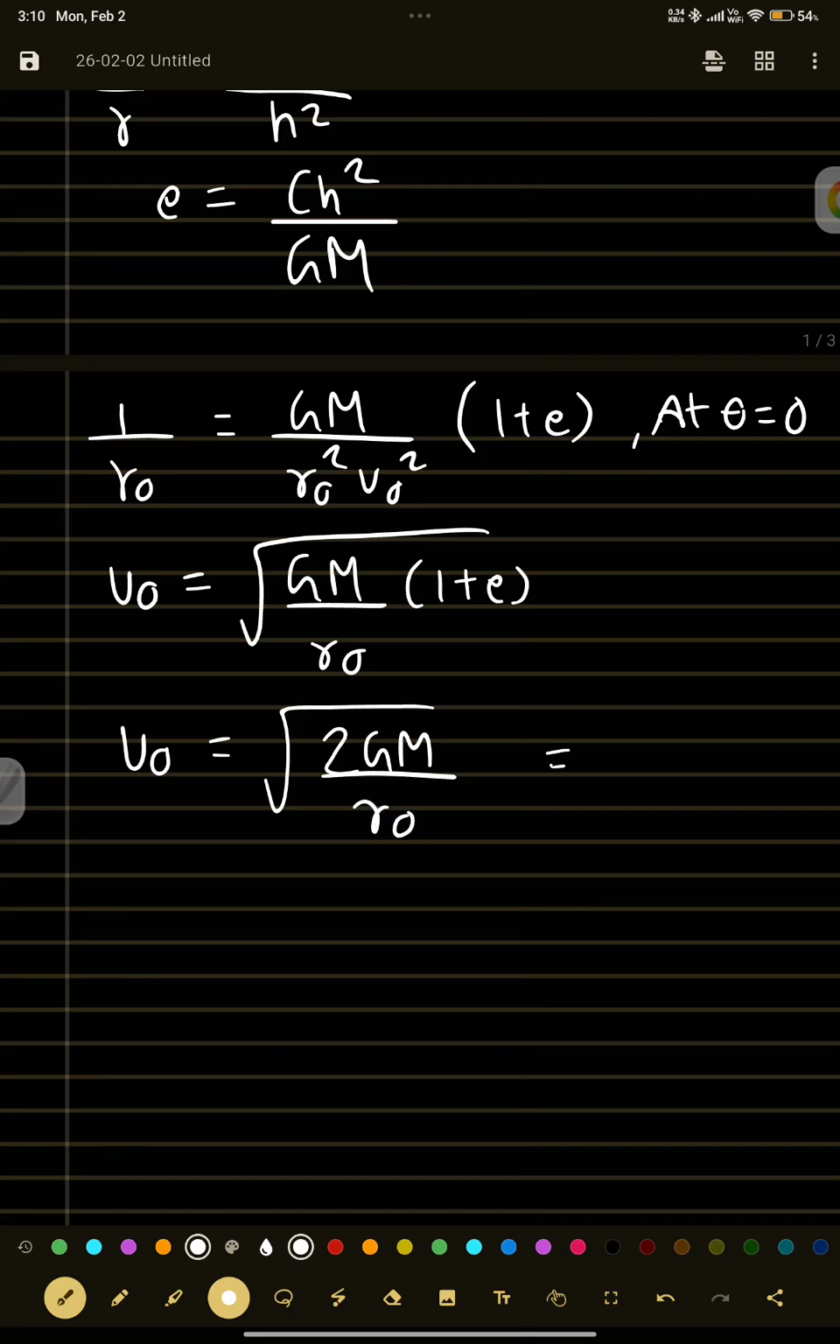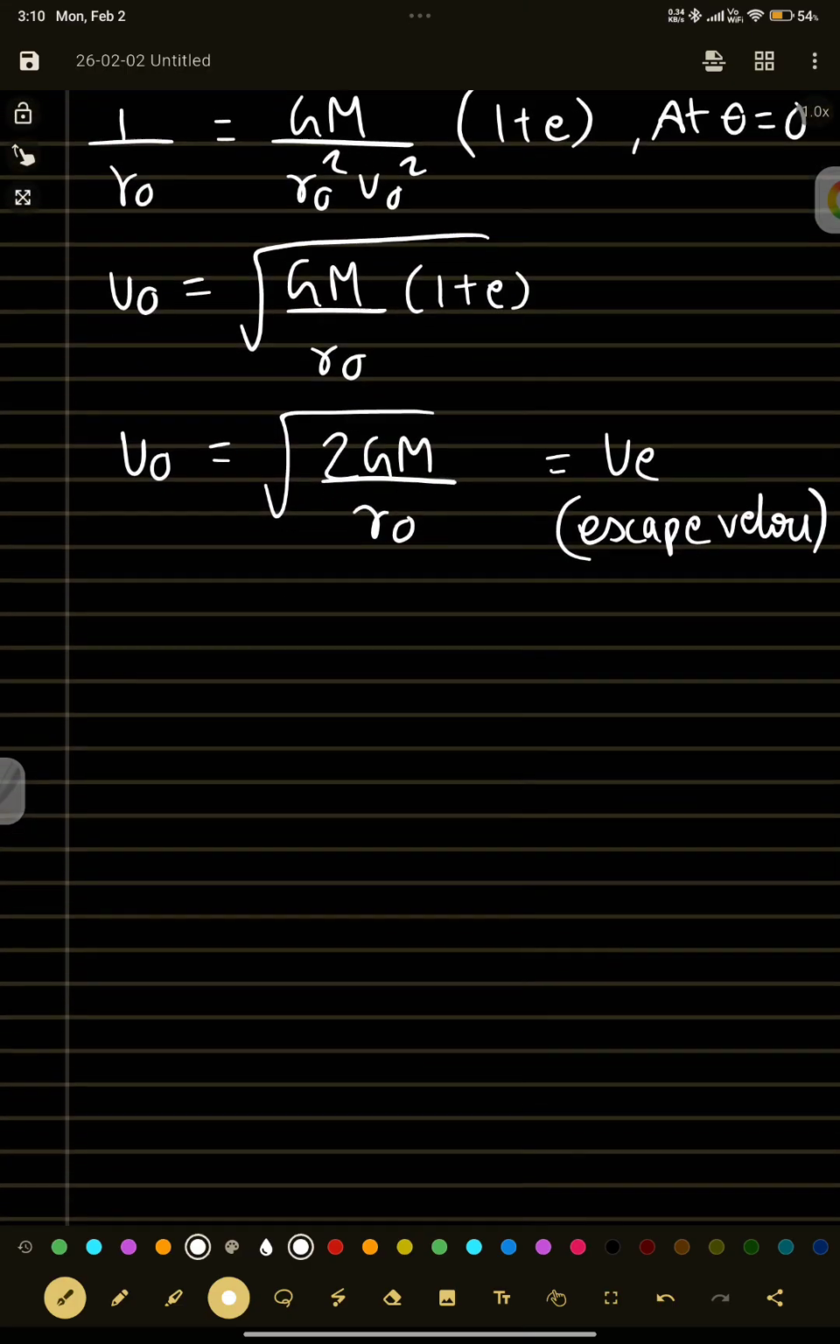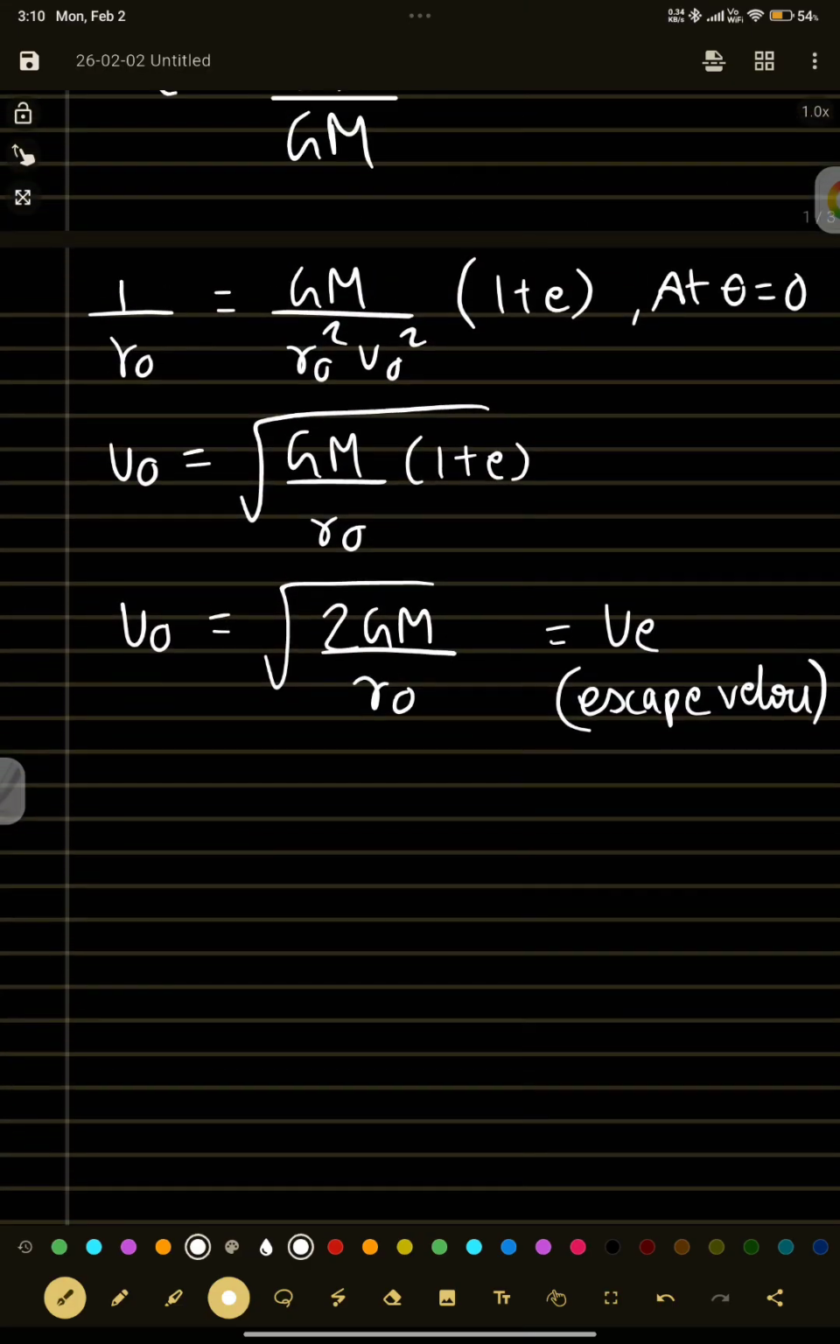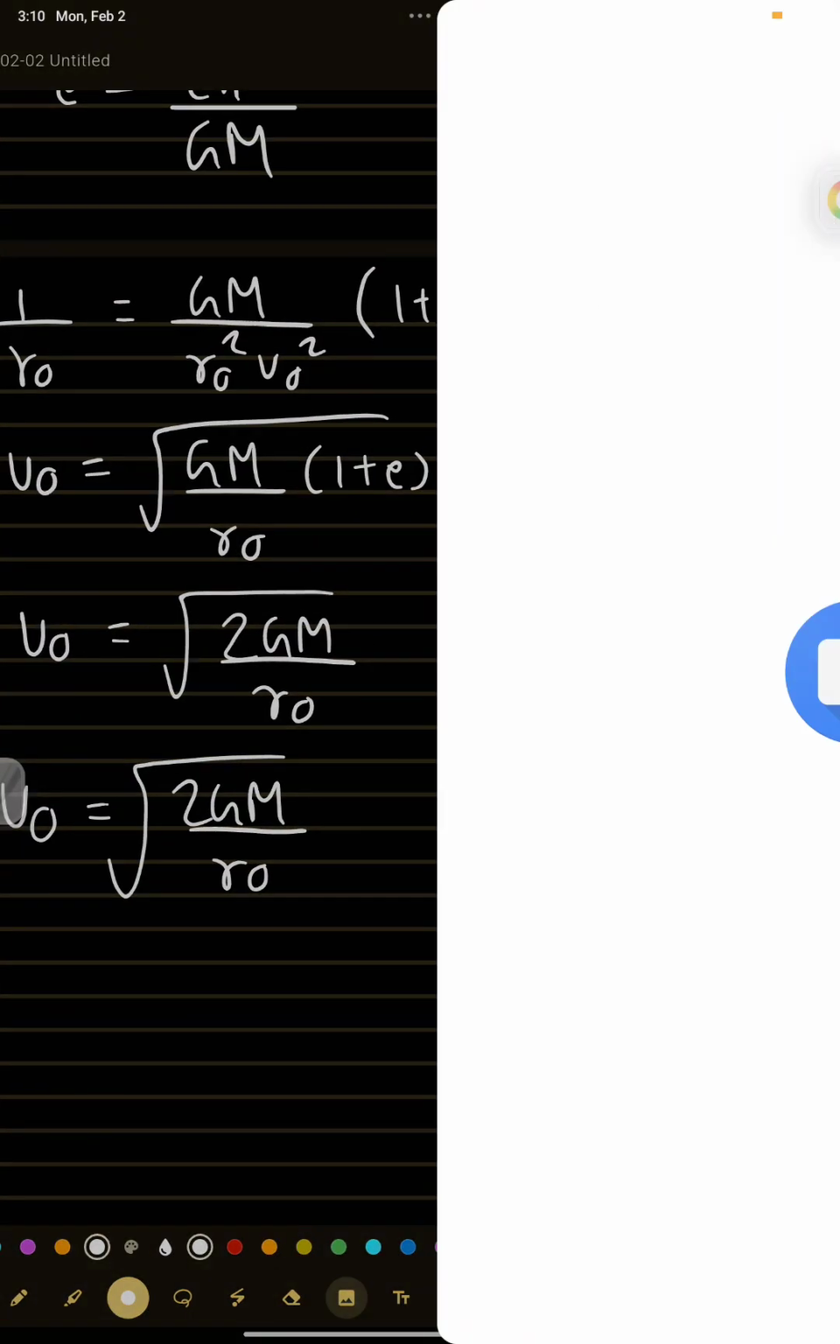And similarly, when E is greater than 1, it is hyperbola, when V is greater than root 2 GM by r naught. When E is 0, then you get the orbital velocity or the circular velocity, V circular equals root of GM by r naught.